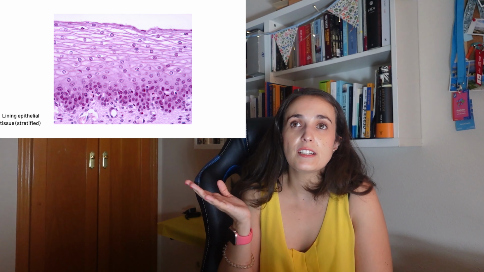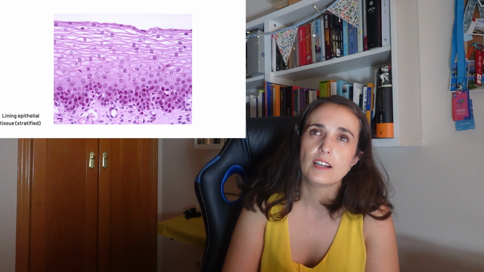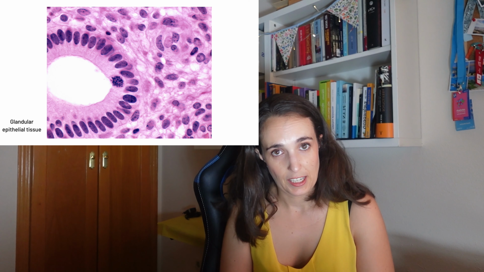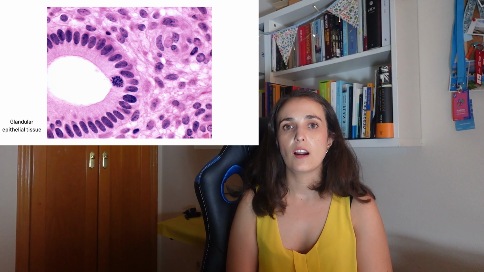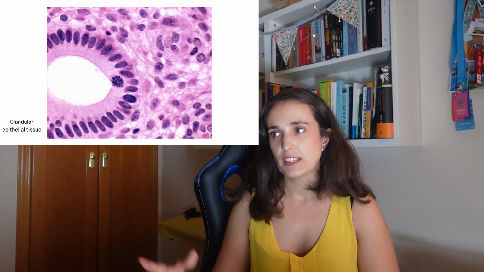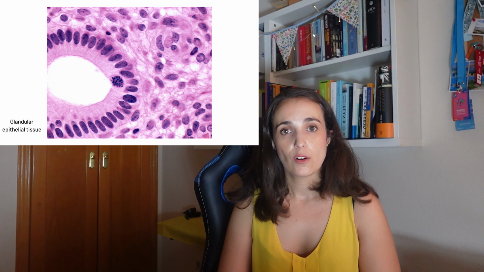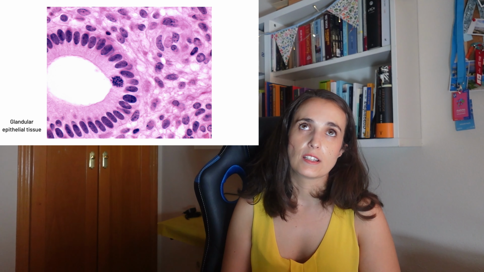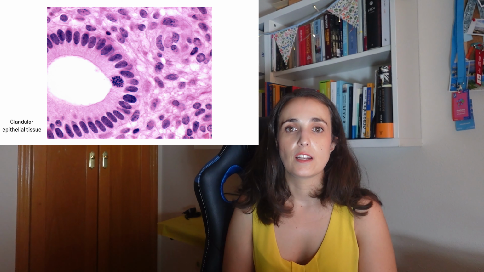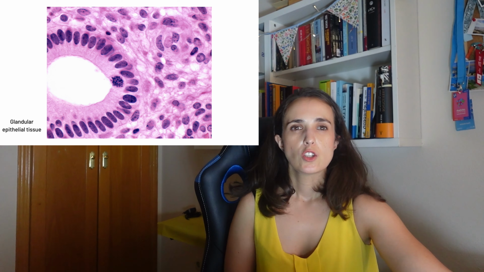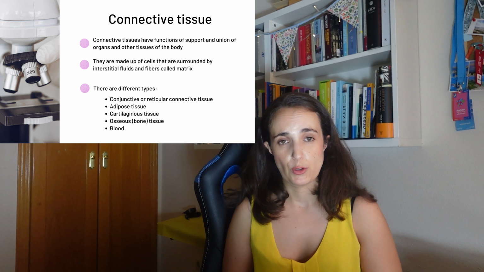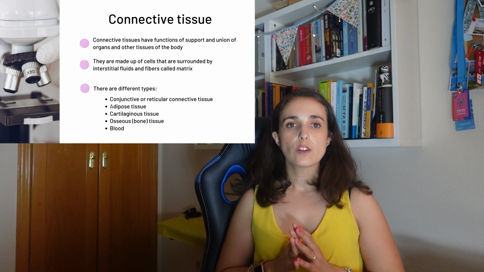And the other epithelia, the secretory epithelia, can also have the name of glandular epithelia, because the cells that are specialized in secreting those substances are called glands. Well, the organs and the cells inside are called glands. So that's why it receives the name of glandular epithelium. So those were the epithelial tissues. Let's talk now about the connective tissues.